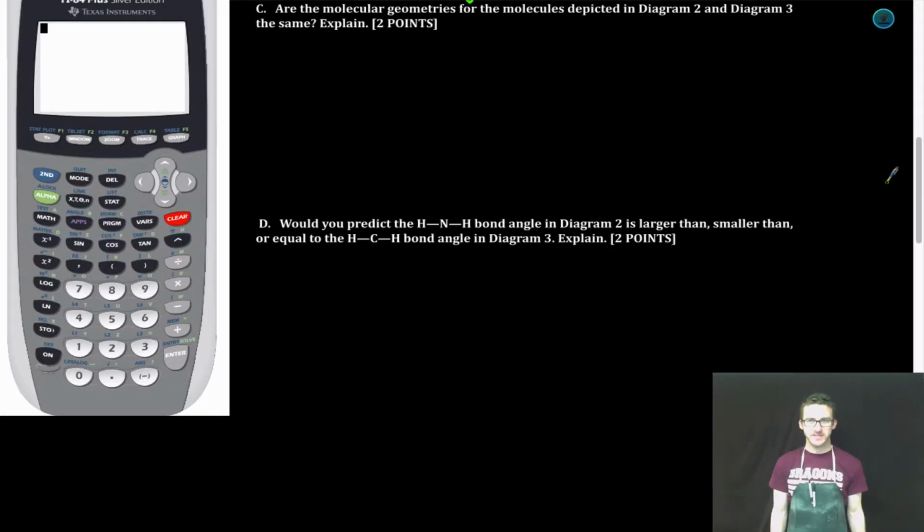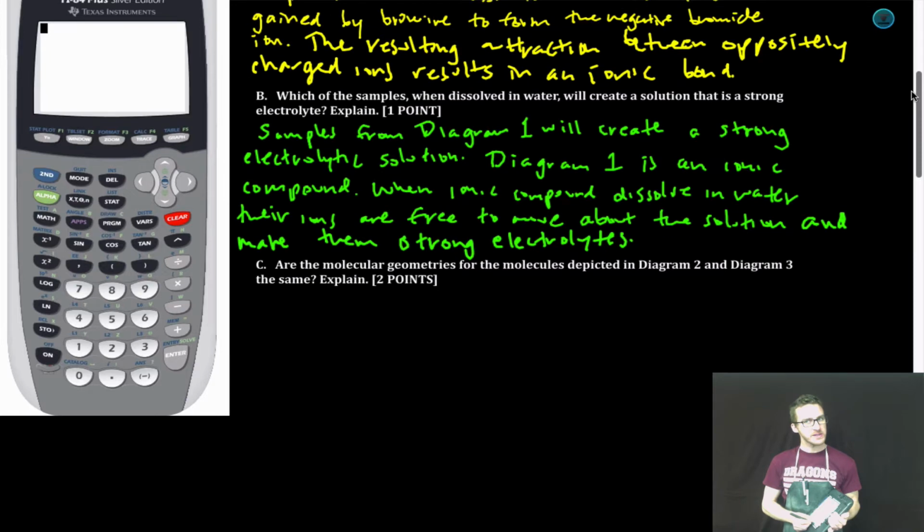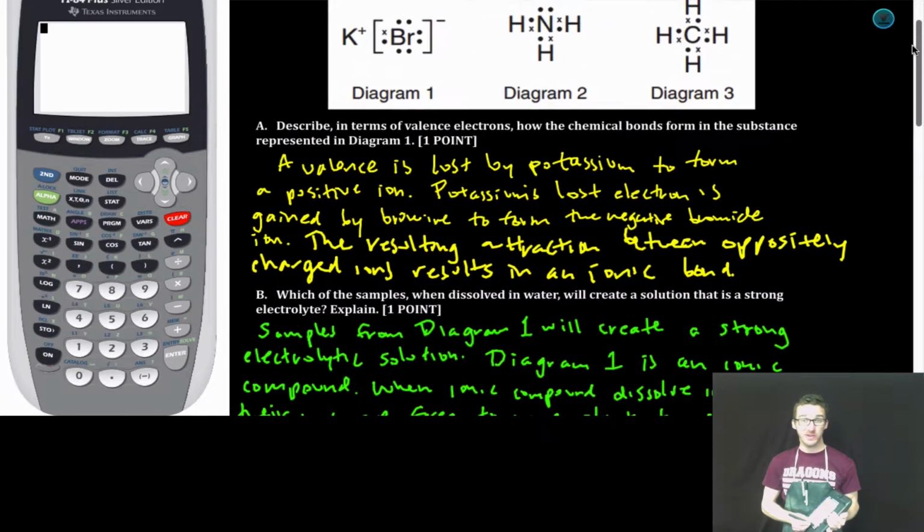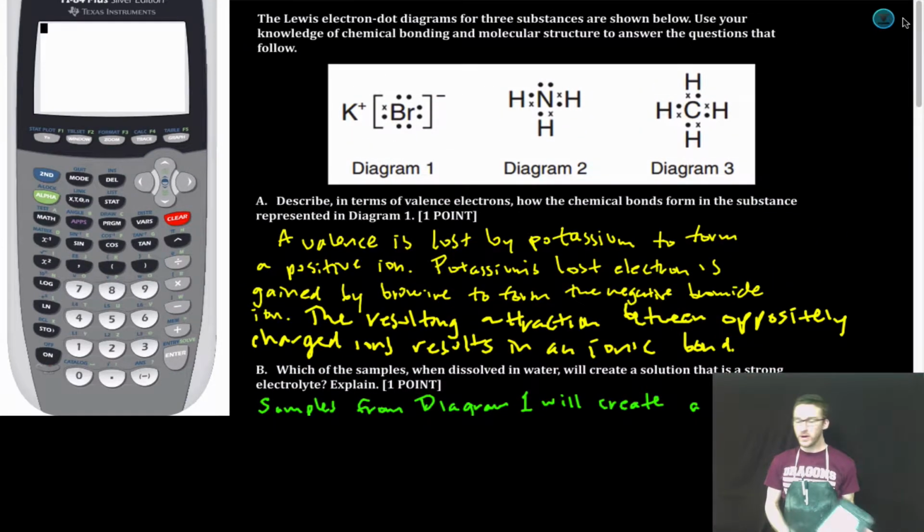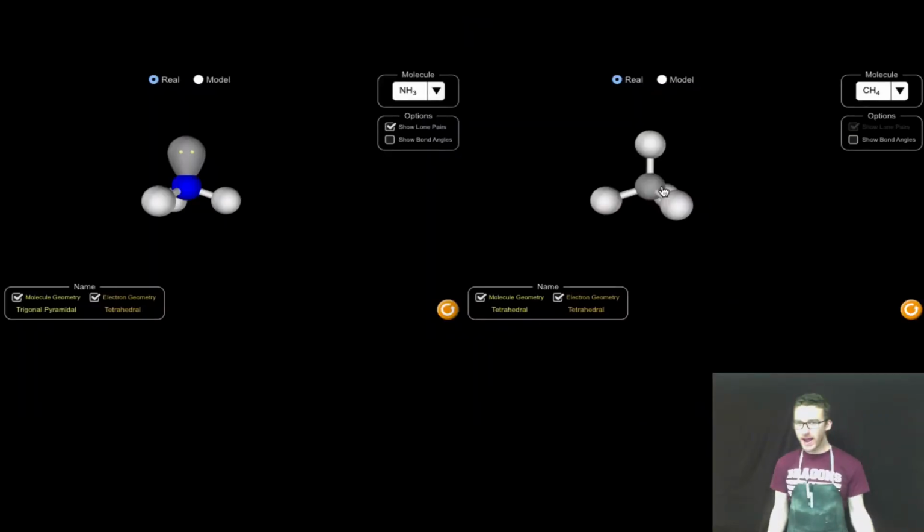Boom. Part C. Are the molecular geometries for the molecules depicted in diagram 2 and diagram 3 the same? Explain. Well, as we take a look at the diagrams 2 and 3, notice that one of the shortfalls of Lewis structures is that it's difficult to get a 3-dimensional representation. So to help you out, I've got PhET VSEPR simulations to the rescue. Once again, PhET coming through in the clutch.